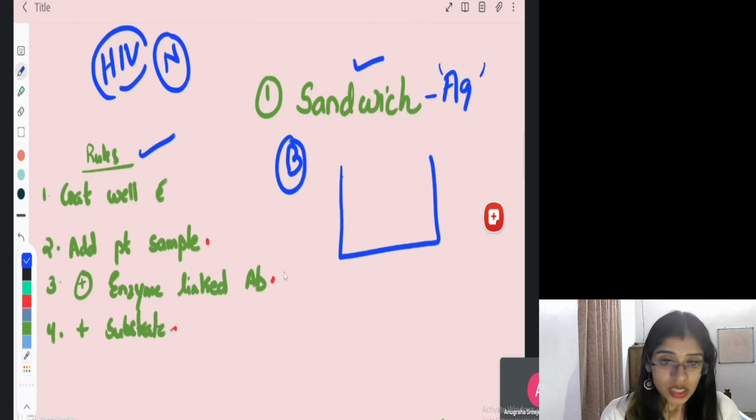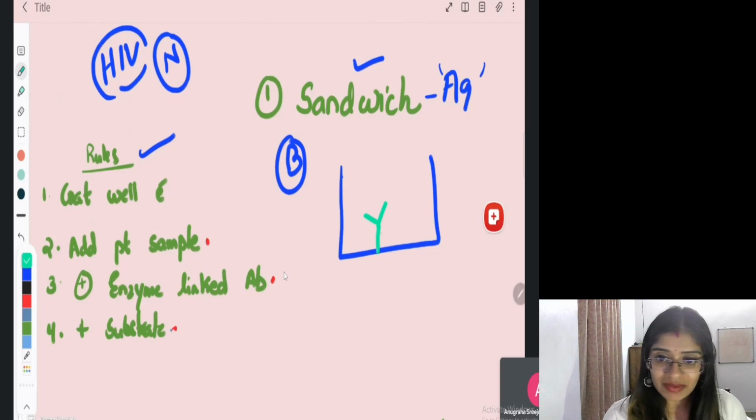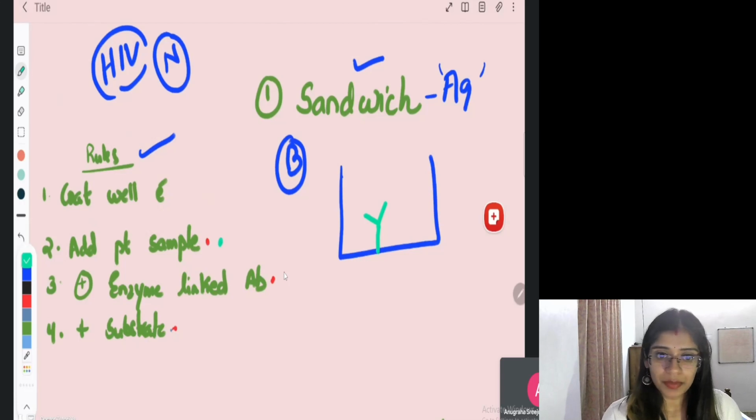I'll tell you. First, what are you going to coat the well with? Very good, guys. You will coat the well with antibody, HIV antibody. Second step is what? Add the patient's sample. Now, if he is normal, will he have HIV antigens? No, he won't have HIV antigens. So will there be anything to bind with this antibody? No. Now, third step is what you're adding?